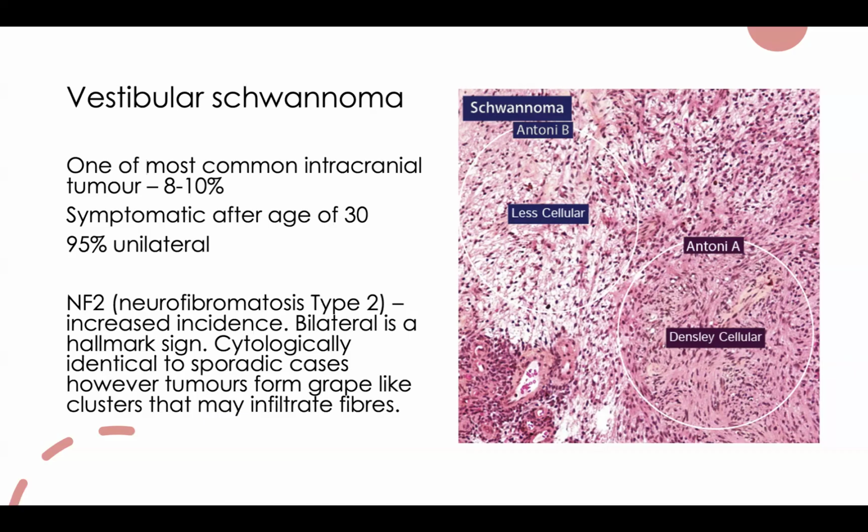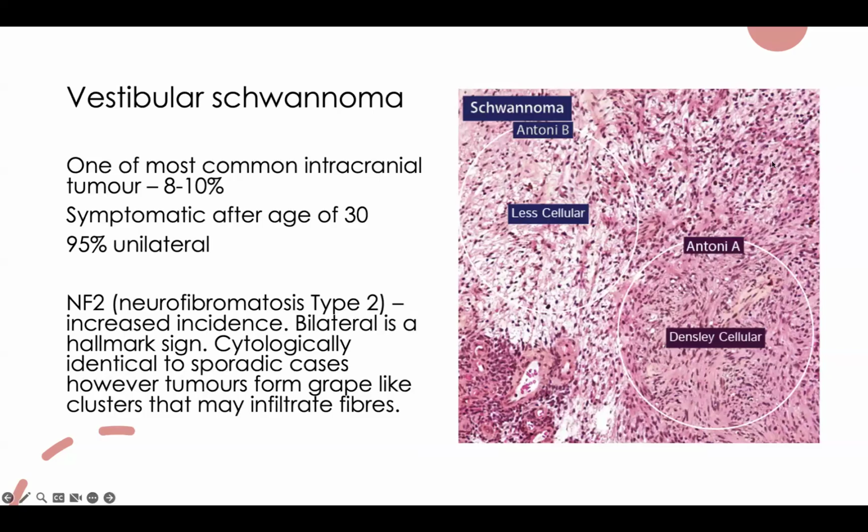Generally, they arise from a loss of a tumor suppressor gene on chromosome 22. And in most people, it's just a somatic mutation that occurs. But in a small percentage of people, they might have NF2, neurofibromatosis type 2. This is usually inherited or sometimes a new mutation, and they have a tendency to develop tumors. Bilateral is usually a hallmark sign. Interestingly, they tend to form grape-like clusters and that can infiltrate fibers, and they're more difficult to remove, and they have higher rates of cranial nerve deficits after surgery.